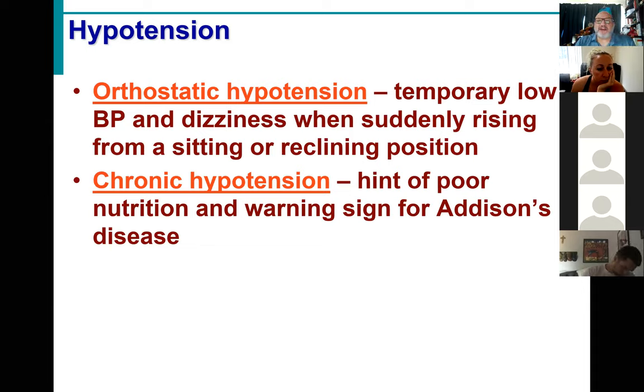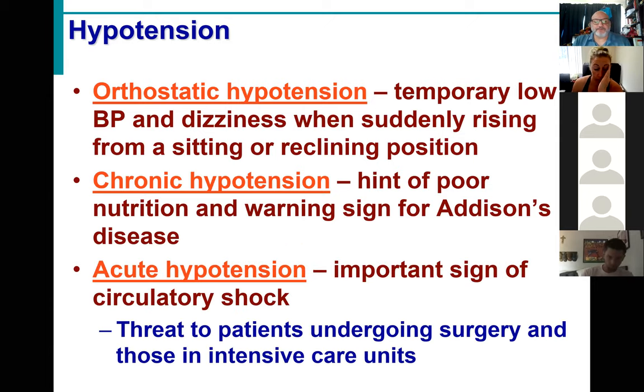Again, obviously, orthostatic hypotension is a very transient condition, whereas something like chronic hypotension could be an indication of some other type of underlying disorder, something like, for instance, Addison's disease. Addison's disease is a condition where there's a decrease in the hormones that are produced from your adrenal gland, like that aldosterone we talked about or some other ones. Could be an indication of poor nutrition, things along those lines as well.